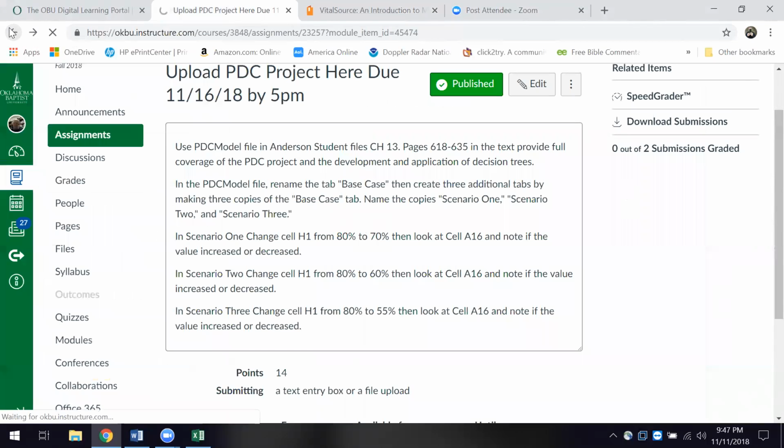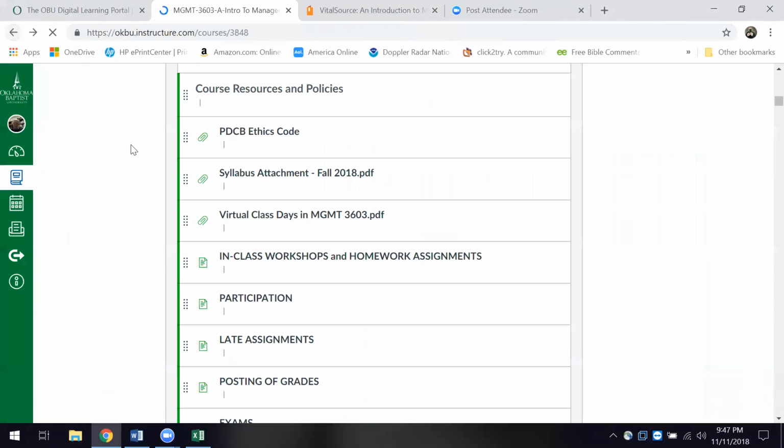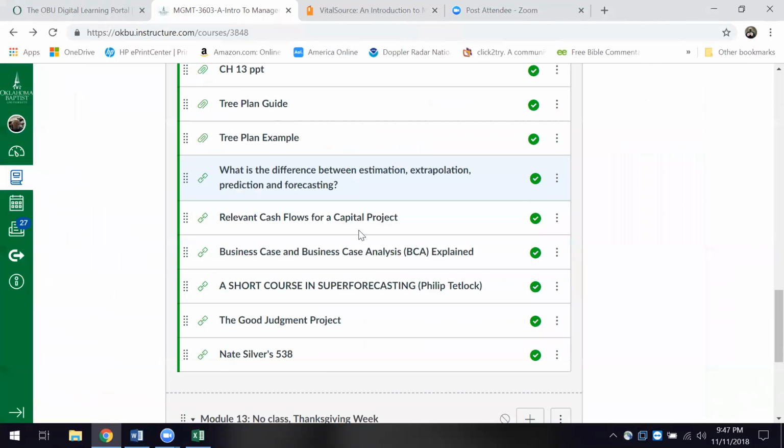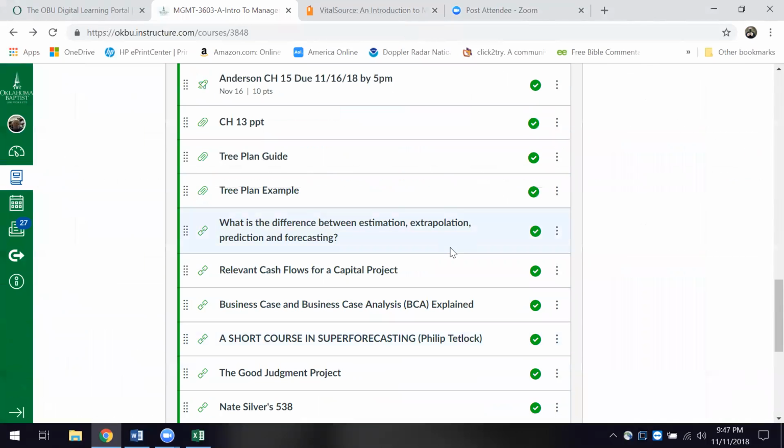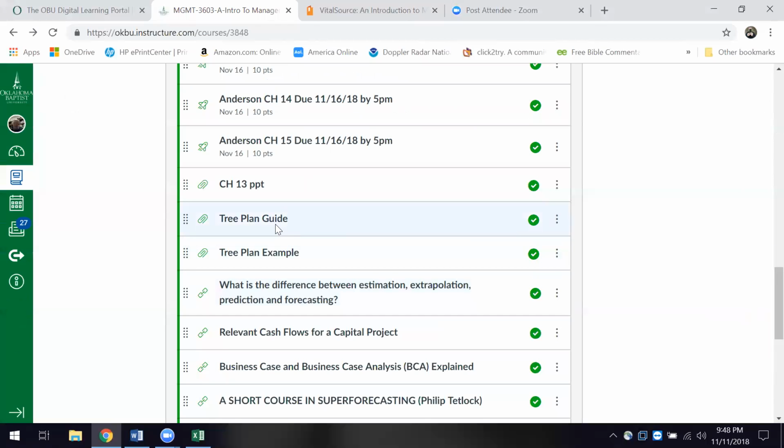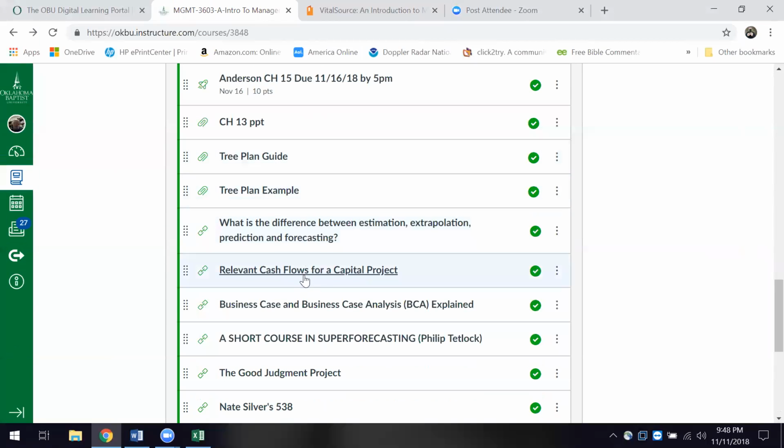But I want to go back over here for just a moment and walk you through. There's a tree plan guide, which is what we're working with, and a tree plan, there's an example for you to take a look at. All right. Then I also have some stuff in here about capital budgeting.